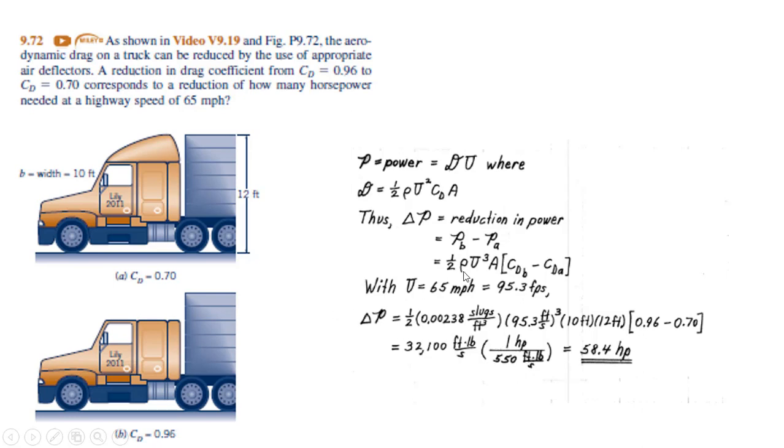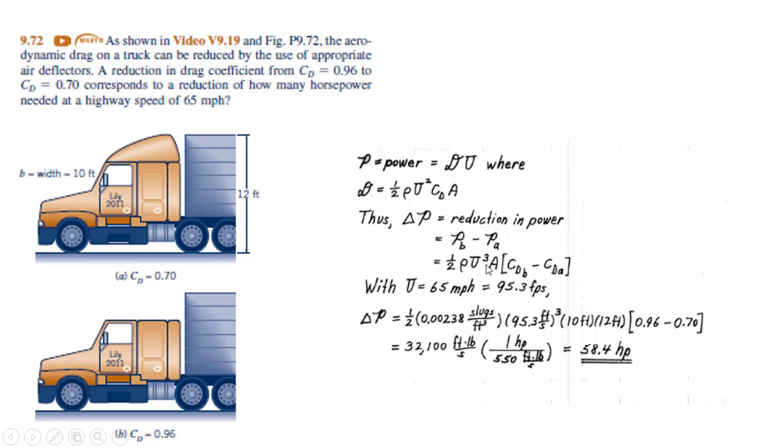That's a pretty simple numerical, but this is really important as far as the practicality of these relations are concerned. So we know that the power is basically force times velocity, right? So force in this case is the drag force which is being experienced by these trucks. So drag times velocity. Now drag is basically equal to half rho u squared CD A, right? So the power reduction is PB minus PA.